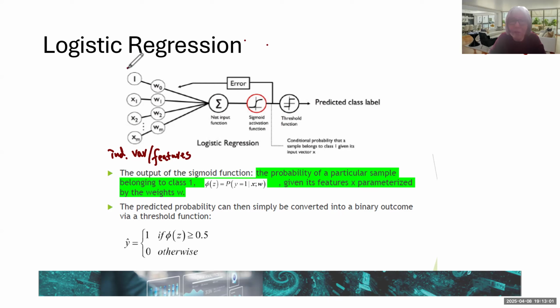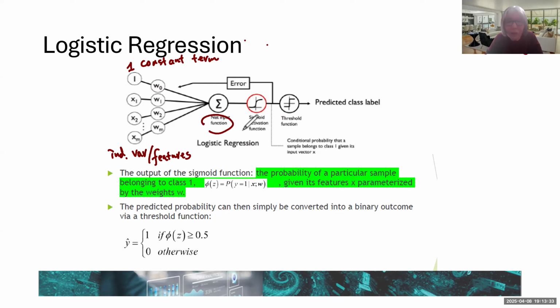And over here, this is 1. This is for the constant term. For each of the independent variables, including the constant term, we assign some weights. In this case, W0 is the bias term in machine learning. And you have the linear combination of it, so we have the net input.